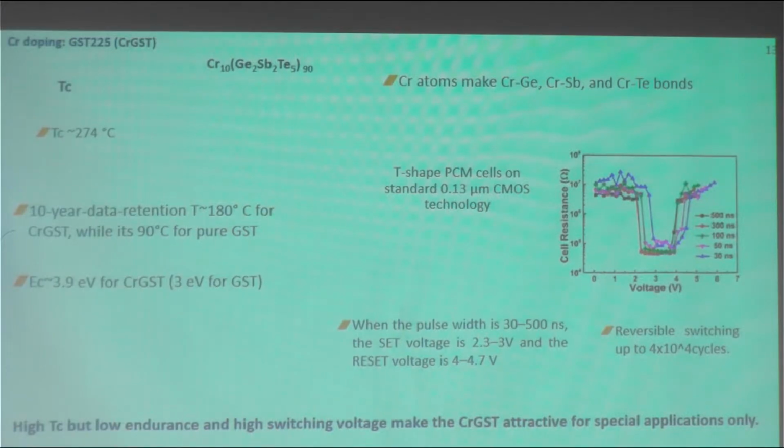The performance of a PCM cell based on these materials was also measured, and the set voltage was achieved with pulse widths between 30 and 500 nanoseconds, but endurance in this case was not as large as we want. But high TC, low endurance, and high switching voltage make chromium GST suitable maybe for some special applications.